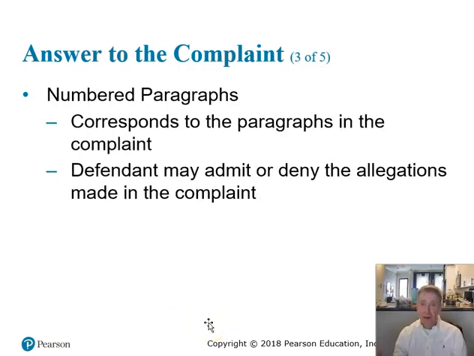Okay, you need those numbered paragraphs, and they have to correspond to the paragraphs in the complaint. So if they're making an allegation in paragraph 5, you have a paragraph 5 where you answer that complaint. You may admit or deny the allegations made in the complaint, often a combination of both.